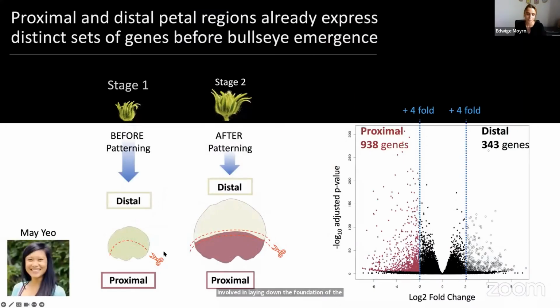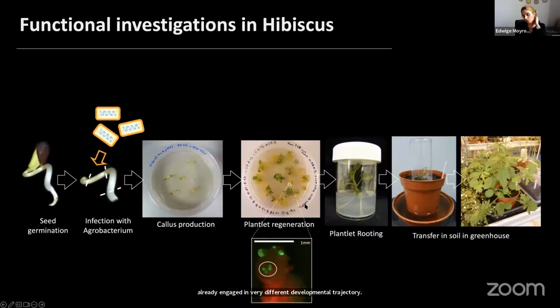So we dissected petals just before bullseye emergence and just after, separating the different regions of the petal, and extracted RNA and produced transcriptomes. And what we found is that even at stage 1, when the petal looks completely unpatterned, the two regions of the petal already express very different sets of genes. So this means that the cells are already engaged in very different developmental trajectories.